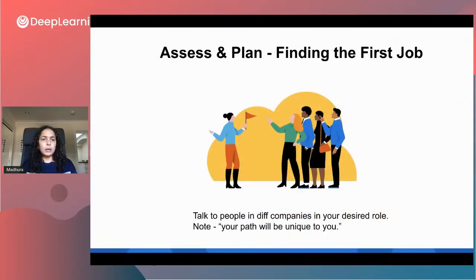The second pillar is about assessing the gap and planning your own path. If you're dealing with a scenario where you're trying to land that first job, talk to a lot of people in different companies that are in your desired role, and make sure the only thing that you're pulling from those conversations is what challenges they faced, what were the skills, and what kind of experience was most helpful for them, and what things helped them get past the challenges. Keep in mind the path you carve and the plan you make should be unique to what makes sense for you after you have all these conversations.